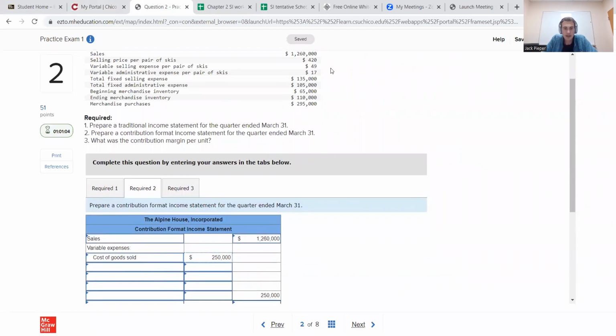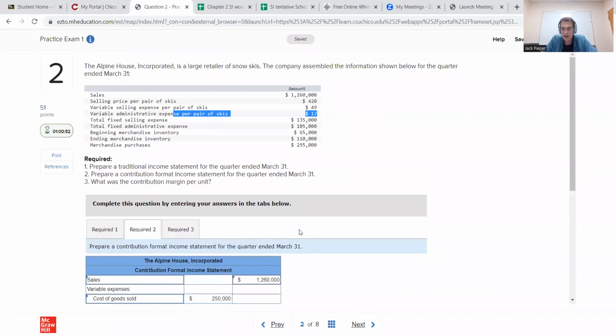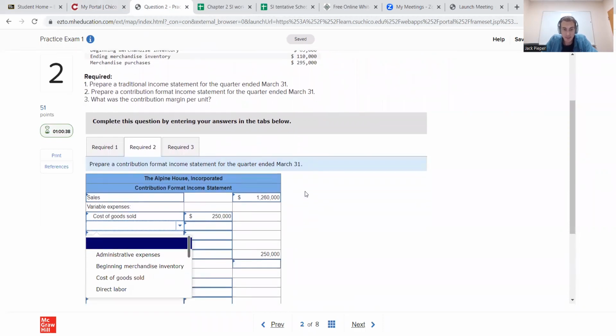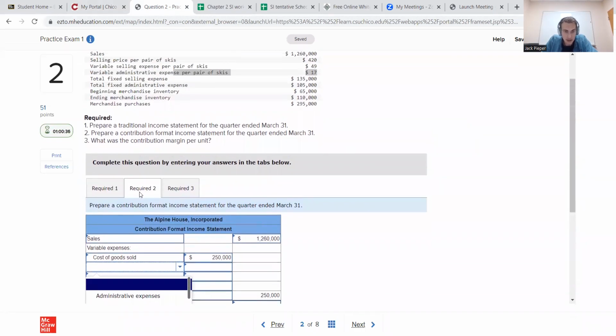All right, looks like we have two other costs here. We have our variable expense per pair of skis, and we have a variable administrative expense per pair of skis. So we're paying a lot of money in variable expenses, but I'm just the accountant. I'm not in charge of this business. But great margins on the skis. That's a big margin. So the shareholders must be proud.